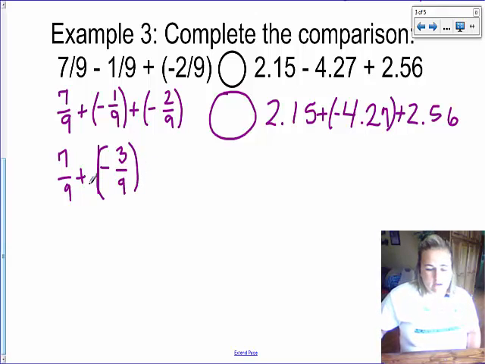Okay. From here, we're going to subtract the absolute values. So 7/9 minus 3/9 is 4/9. And the larger absolute value here is the 7/9. So this is going to stay positive.